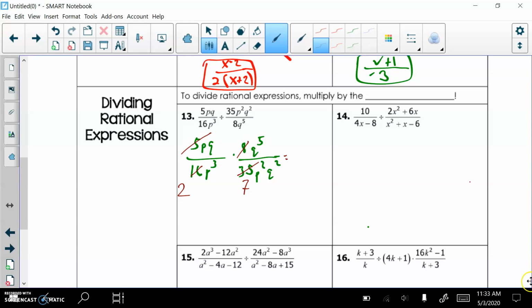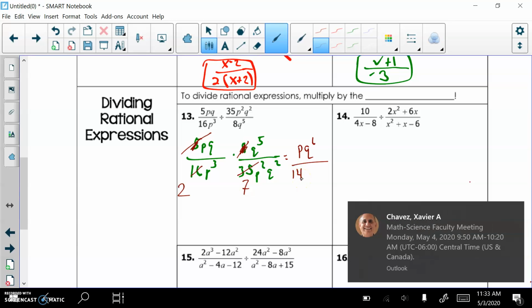That leaves me with PQ to the 6th up top. This is no longer there. This is no longer there. So it's PQ times Q to the 5th over, I've still got my 2, I've still got my 7. So that's 14 in the denominator. I've got a P to the 3rd, P to the 2nd.